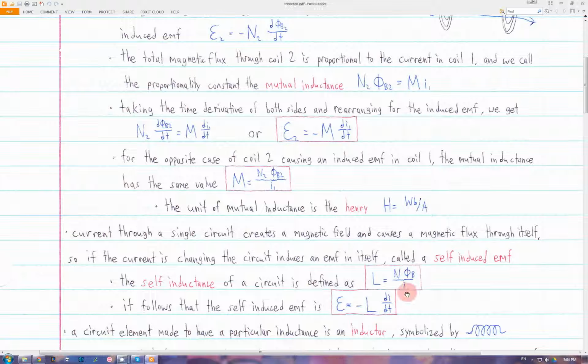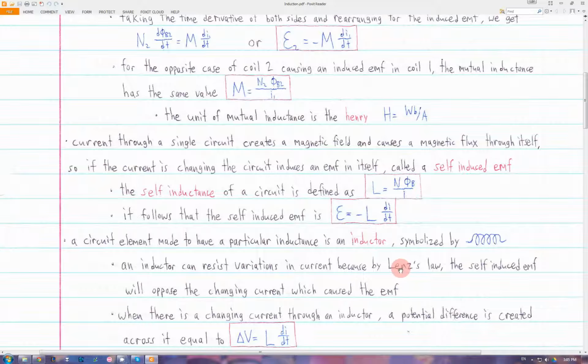So again, there's only a self-induced EMF when the current is changing. When it's constant, dI/dt is 0 and the self-induced EMF is 0. And again, that's because only when the current is changing is the magnetic flux changing through itself. And so when we just say inductance, we usually mean the self-inductance, not the mutual inductance.